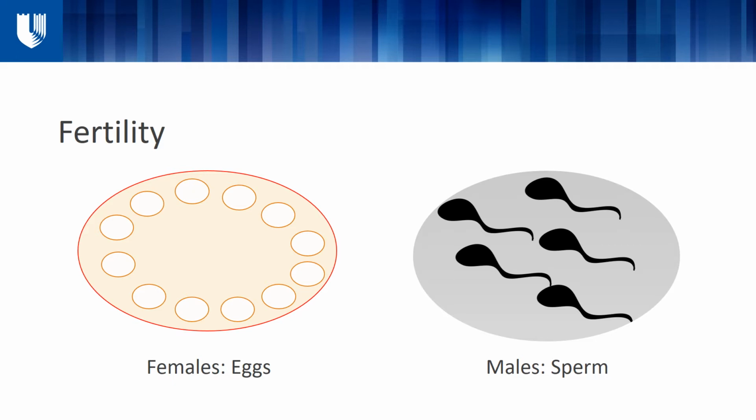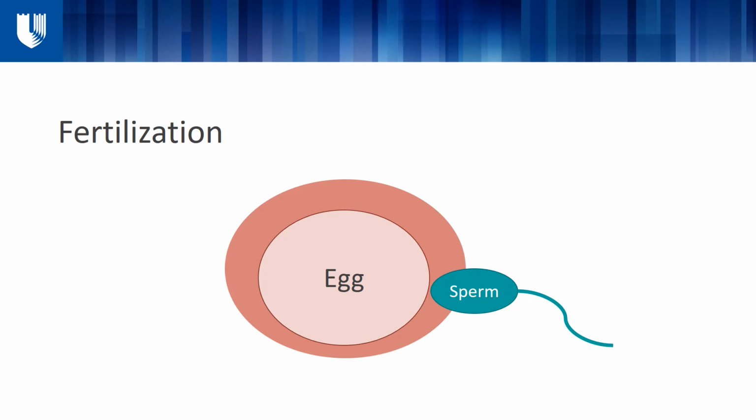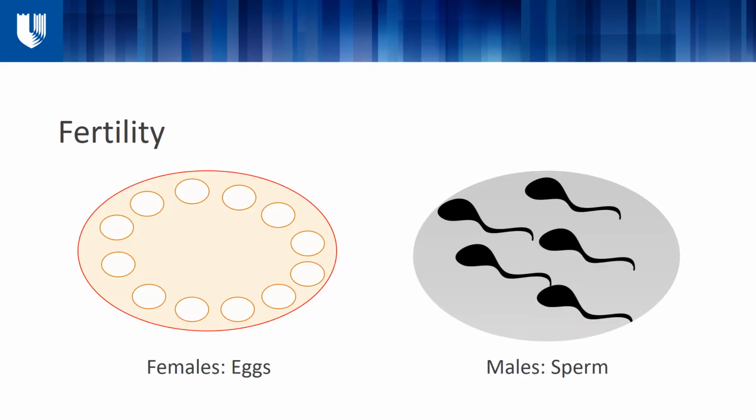You need special cells to make a pregnancy. In females, these are eggs, also called oocytes. In males, these are sperm. For a pregnancy to happen, an egg and sperm must come together in a process called fertilization.